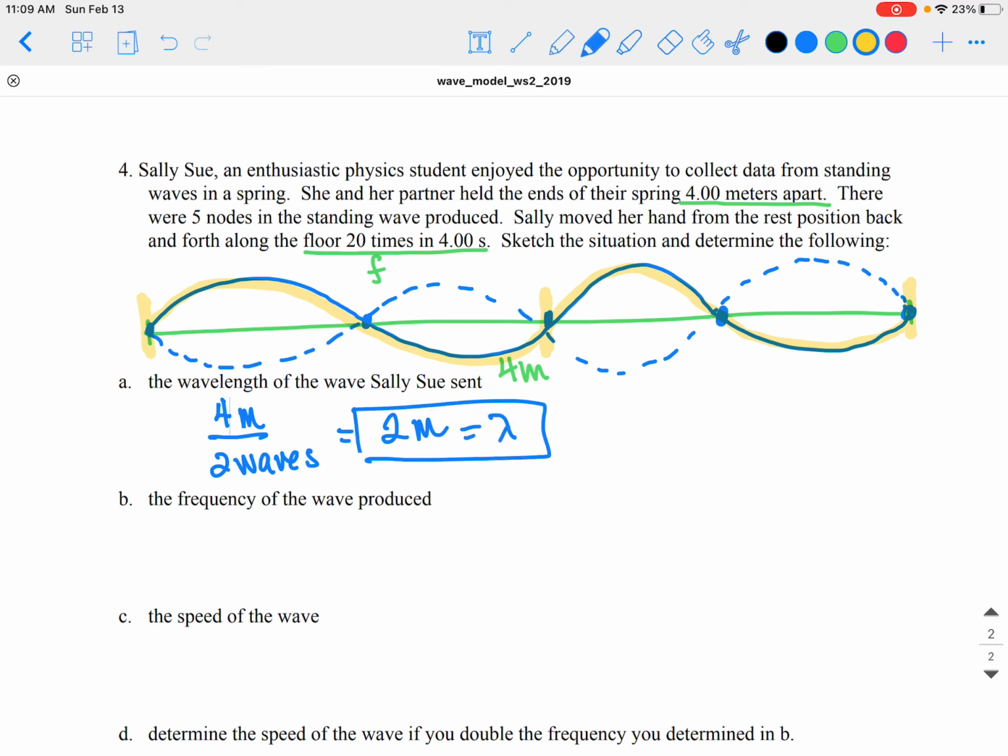The frequency of the wave produced, I already saw that information there. We've got 20 cycles over 4 seconds. That gives me my frequency, which gives me 5 hertz.